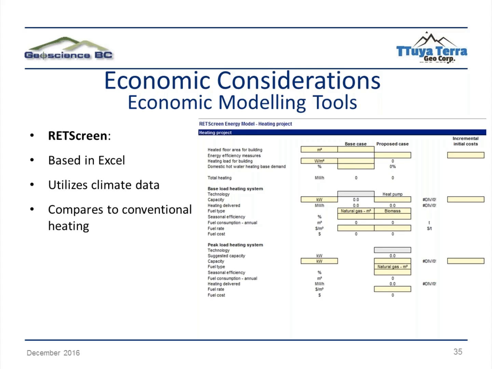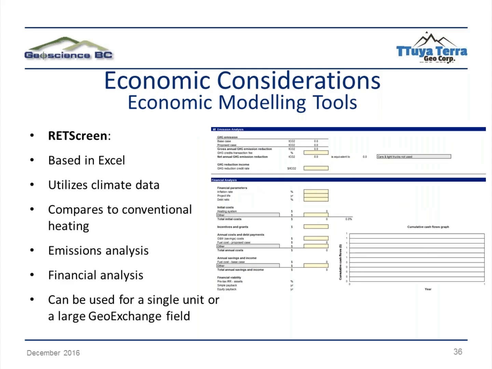And all of these different economic parameters would be put into the evaluation software, and then you would get an economic summary at the end. It also includes things like emissions analysis as well as the financial analysis. And it can be used for a single unit geoexchange system or a large geoexchange field, for example.